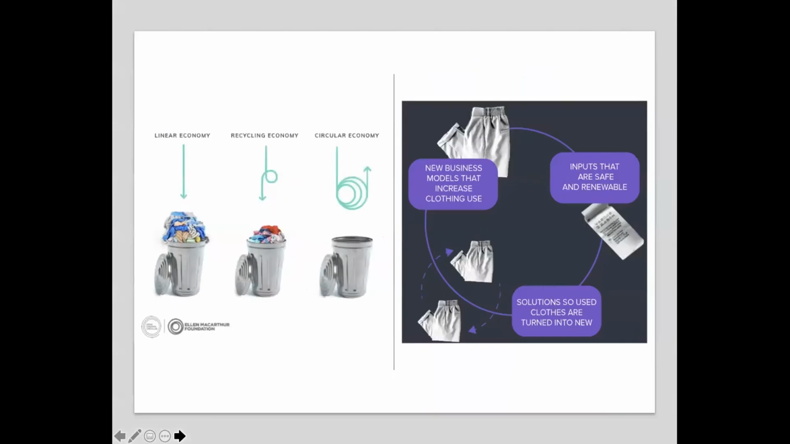So if we want to move from that linear to circular economy, we need better products that are based on sustainable and circular materials and are clean, out of nasty chemicals. We need new business models that increase the clothing use, as Jan was referring to, and we need solutions so used clothes are turned into new.